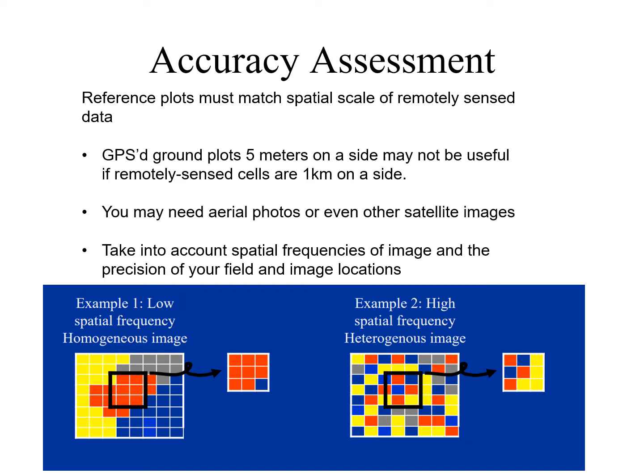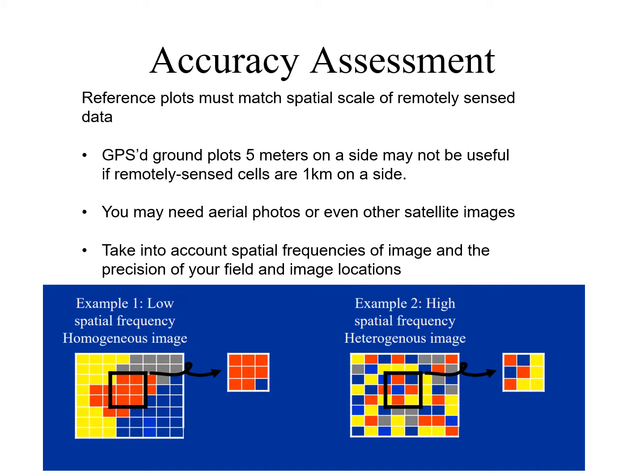So if you have a GPS ground plot that you've GPSed, that is, you've gotten its corners, and each one of your plots are 5 meters on a side, that may not be very useful if your remotely sensed cells are 1 kilometer on a side. Okay, so we've made some measurements in the particular pixel of interest, but we have no idea if we've captured the variability of the 1 kilometer pixel. So you may need aerial photos or even other satellite images in order to do that work.